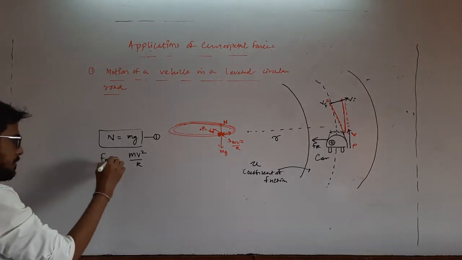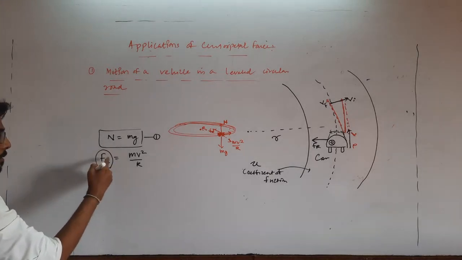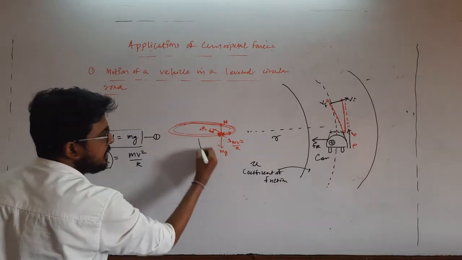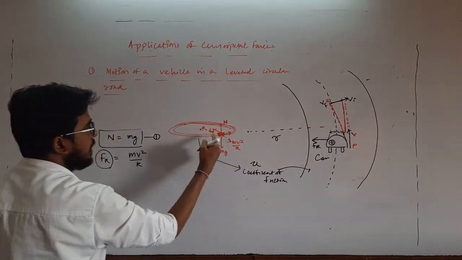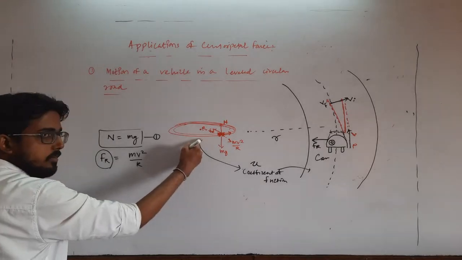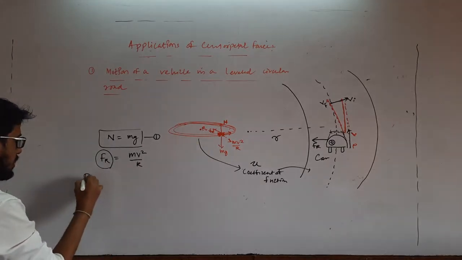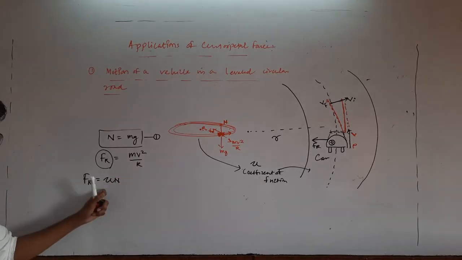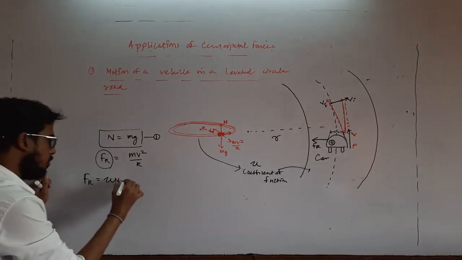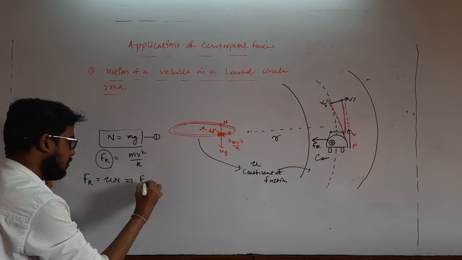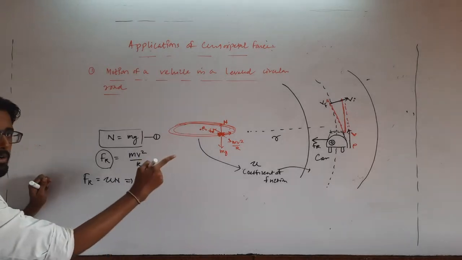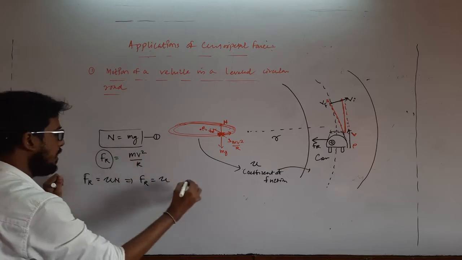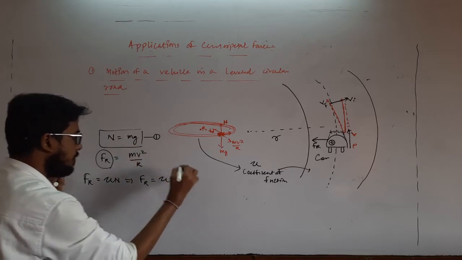And what is the maximum possible frictional force for this track if mu is the coefficient of friction for this track? So the maximum frictional force possible will be how much? Mu into N. We already studied about this in the friction chapter. So this implies the maximum possible friction offered by the road is mu N. From equation 1, N will be mg, so it will be mu mg.